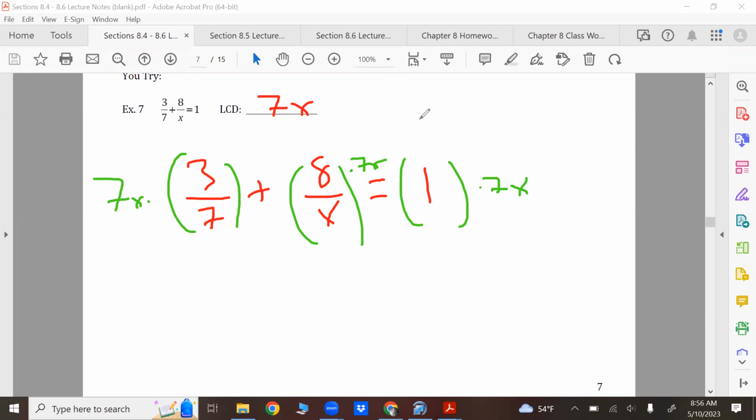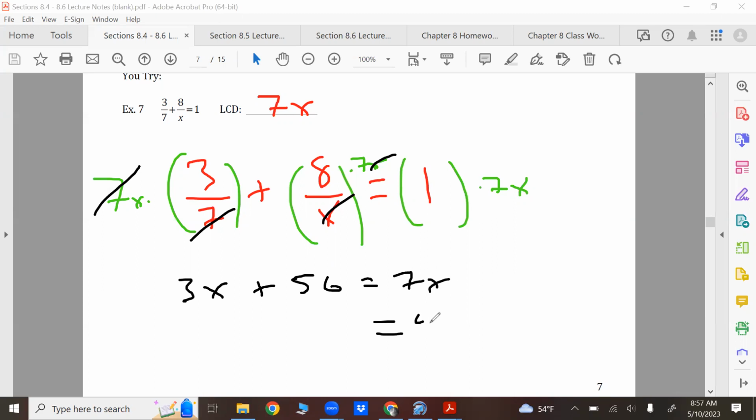Just trust me. Oh, I did something. So you get 3x plus 56 equals 7x, 4x equals 56. X should be 14. Why don't you just get rid of the... You can just move the one to the other side.